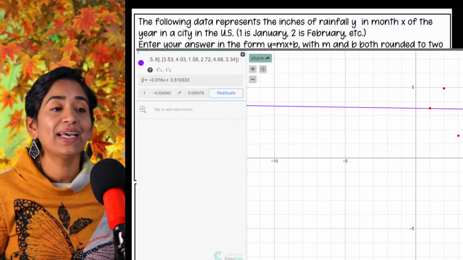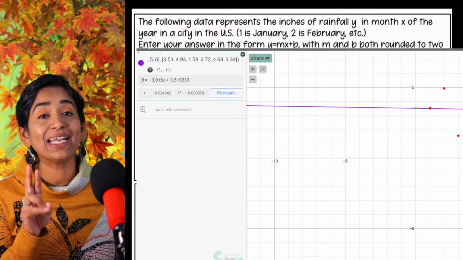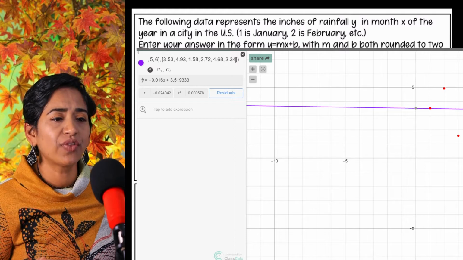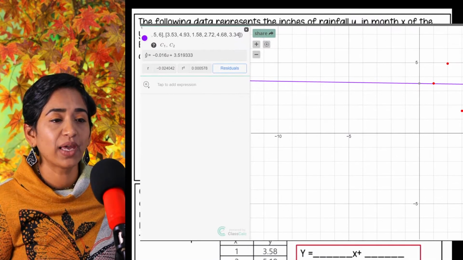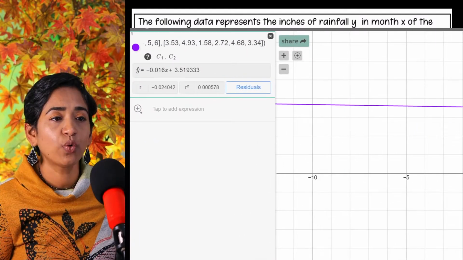So I plugged in my x and y values. Please make sure you check and cross-check those values one more time. As soon as you do that, let me expand this, you will have your equation right here.